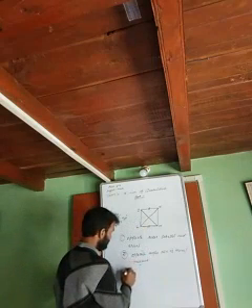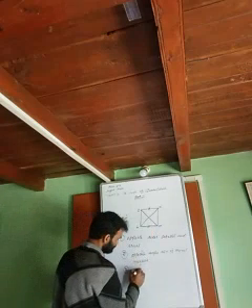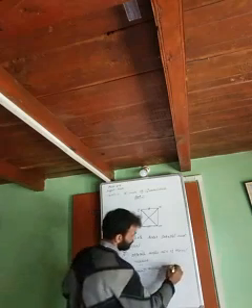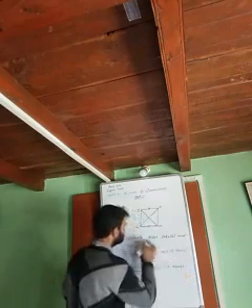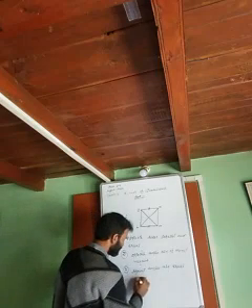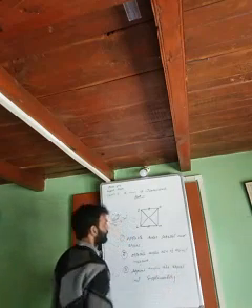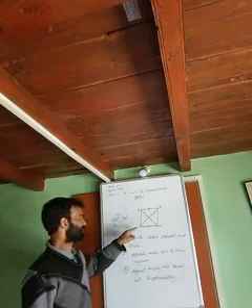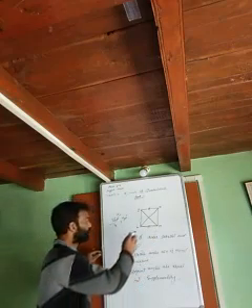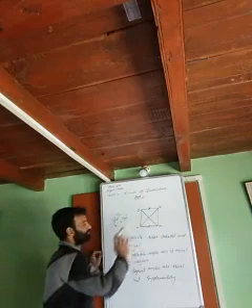Number three, adjacent angles are equal. Angle L is equal to angle M, and adjacent angles are equal and supplementary. Supplementary means angle L plus angle M is equal to 180 degrees. So in a square, adjacent angles are equal and supplementary.